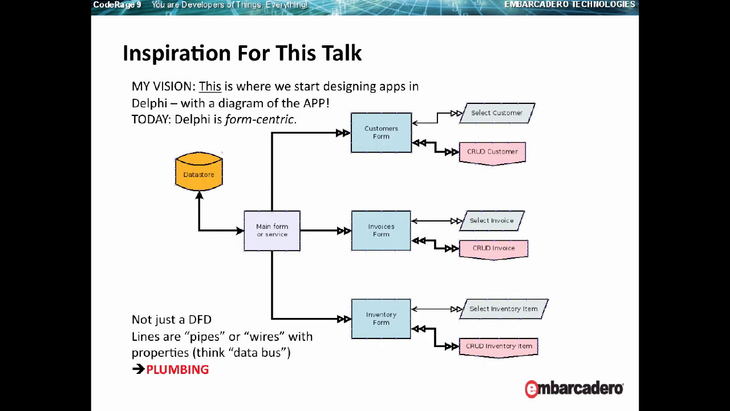So here's my vision. This is where I'd like to start designing apps in Delphi with a diagram of the application. All right, Delphi is form-centric. You start out with a form. Well, this is a look at the whole application. And of course, this just looks like a DFD. It's not just an ordinary DFD, a data flow diagram. The lines actually represent pipes or wires, and they have properties. Think of something like a data bus. And it's the lines here that I'm referring to as plumbing.